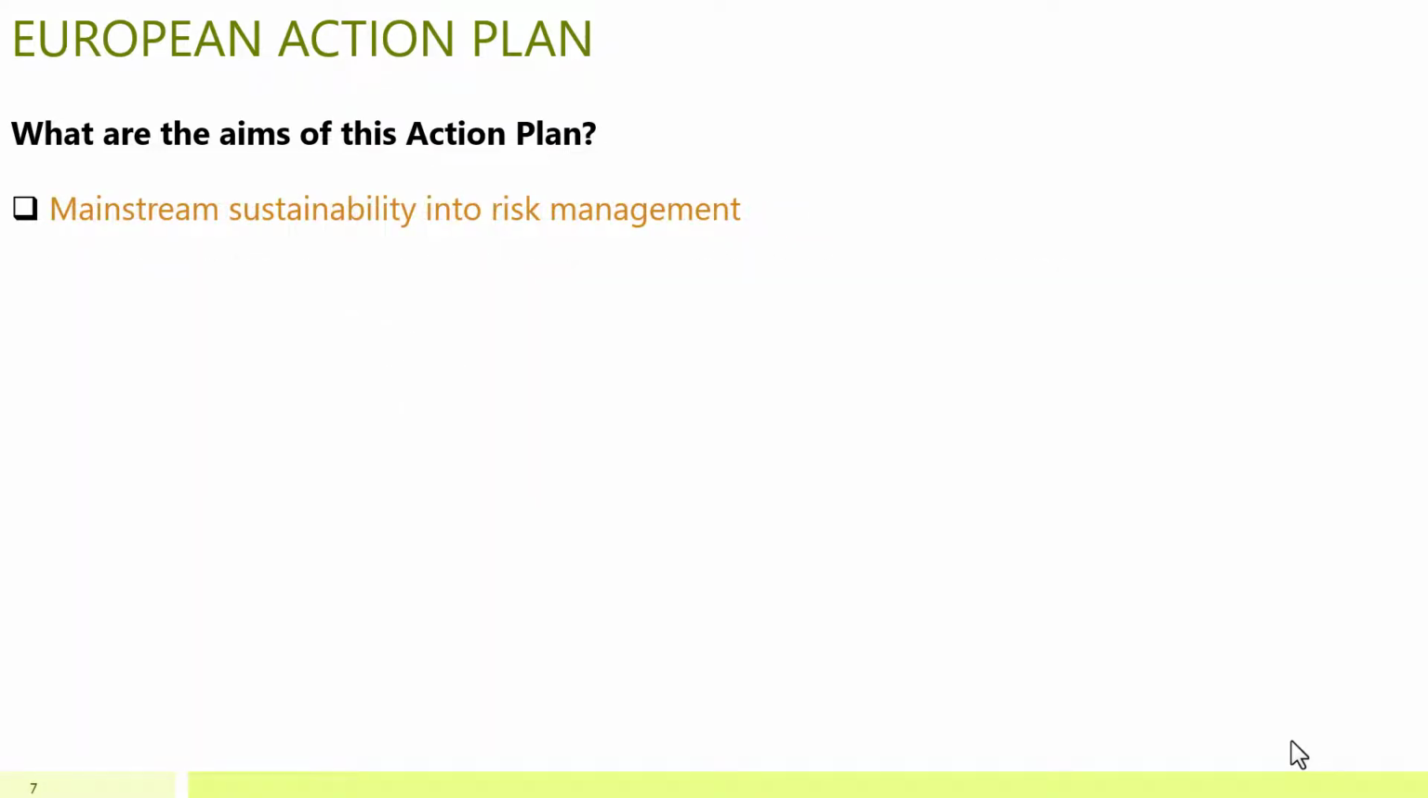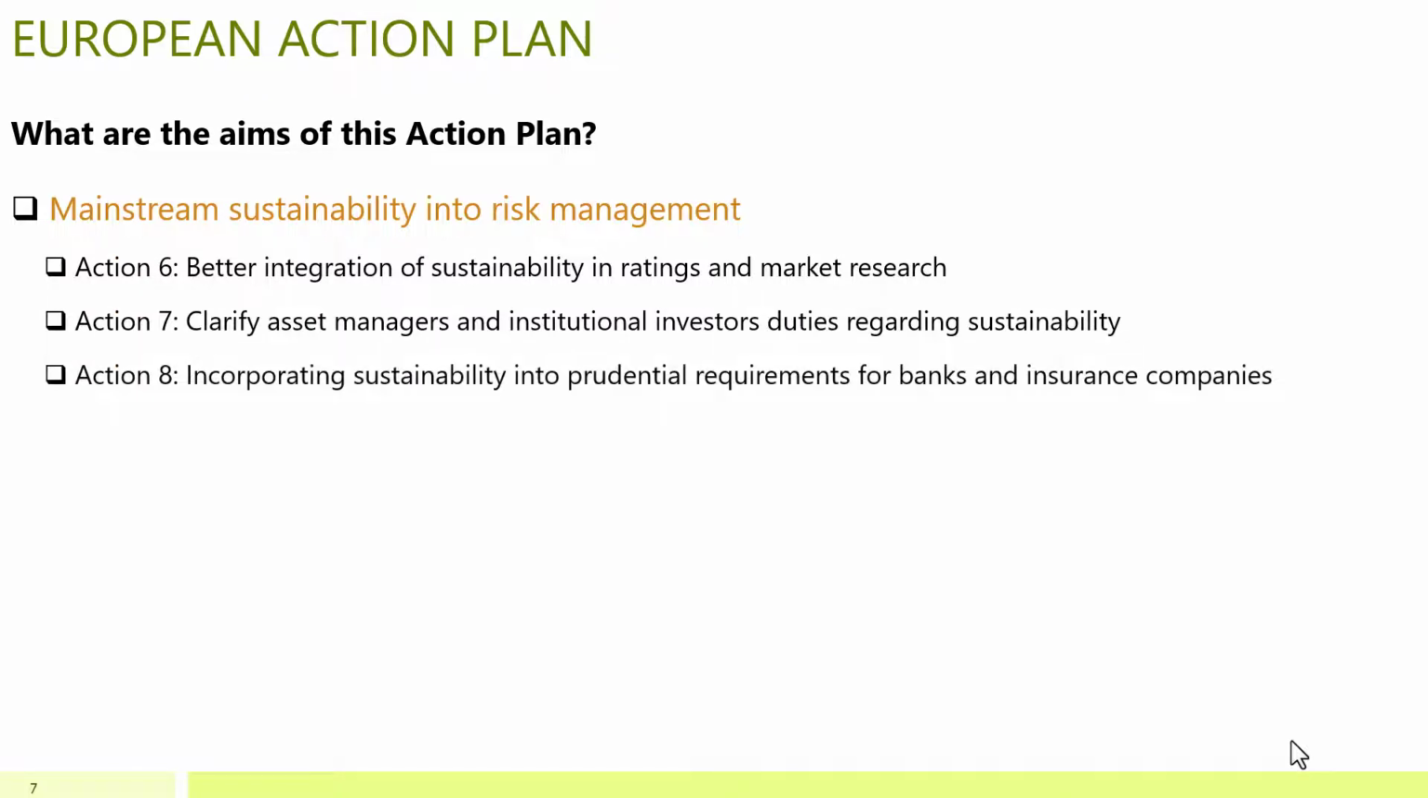The next element that deals with risk management is more related to, I would say, financial market participants. So the actions that you see here: integration in rating systems and market research, clarify to asset managers and institutional investors that they have to talk about sustainability and incorporate it in their policies and in their daily actions, and including it in prudential requirements for banks and insurance companies. That's more for, I would call it, financial market participants, but it's not the main focus that I have.